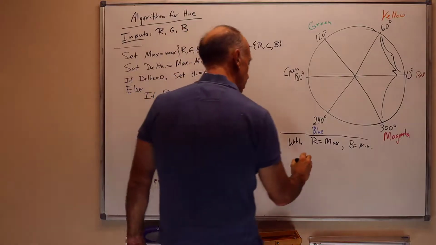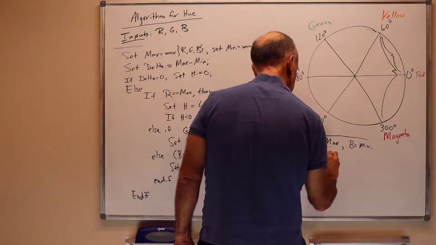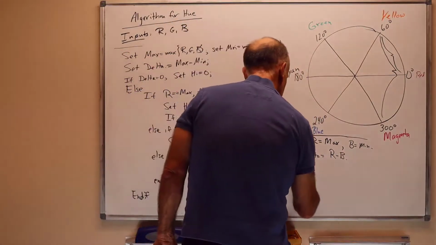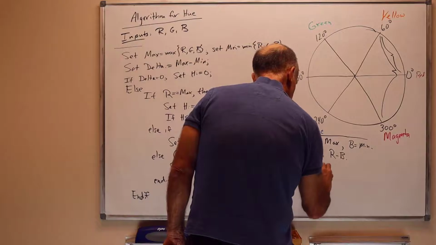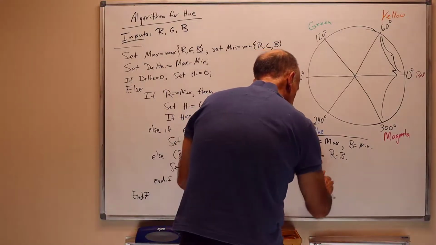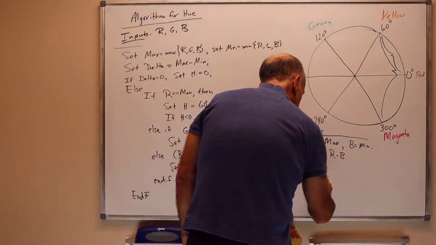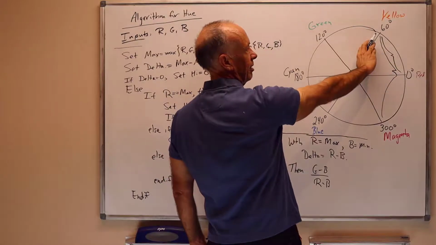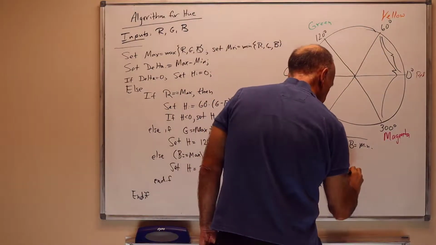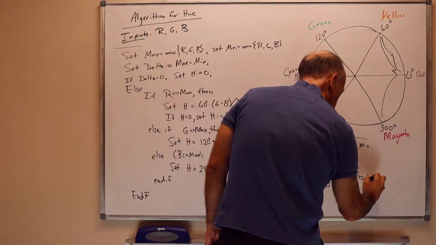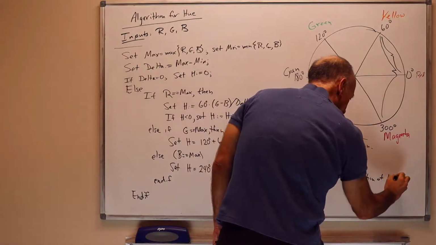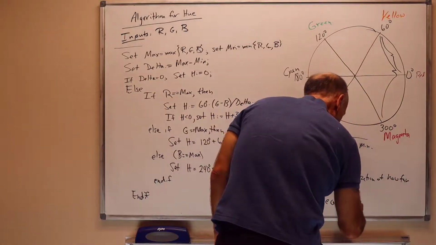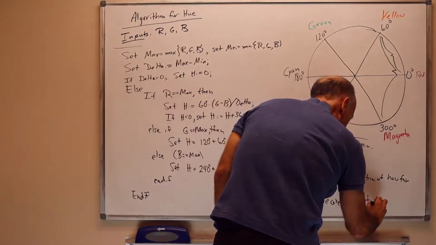And then we have that delta is R minus B, of course. And then G minus B divided by R minus B is supposed to give us the fraction of the way we're going from 0 degrees to 60 degrees. The fraction of how far we are from 0 degrees to 60 degrees.